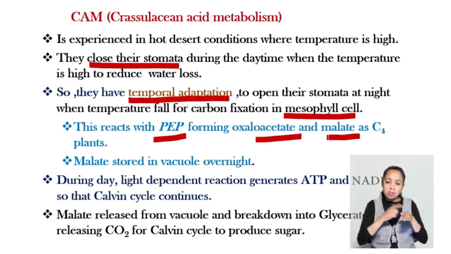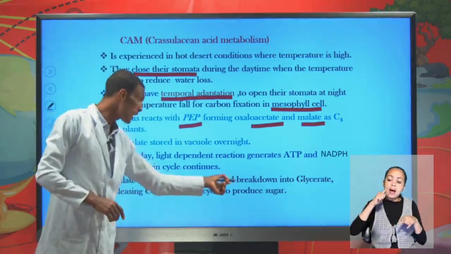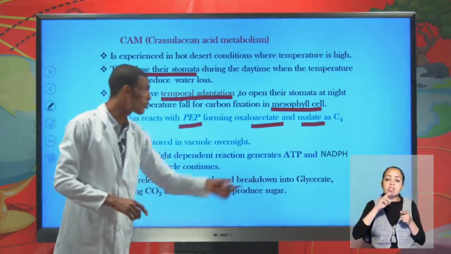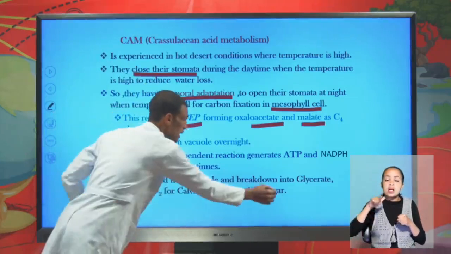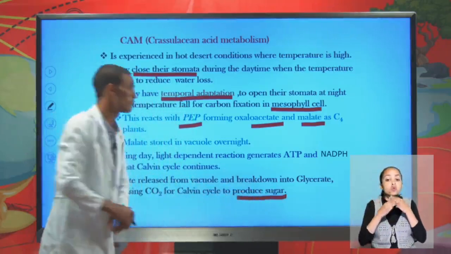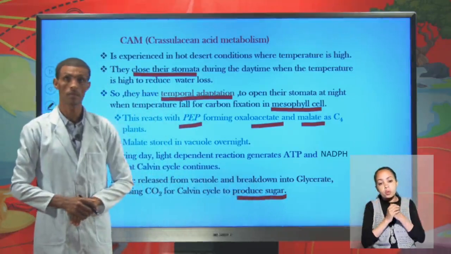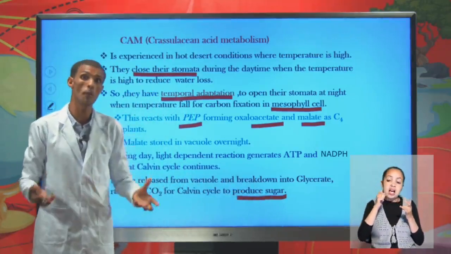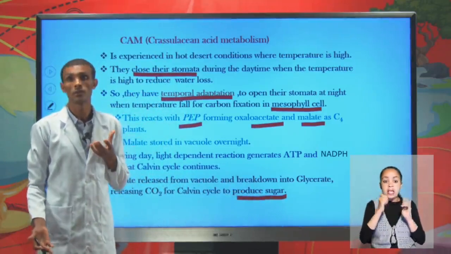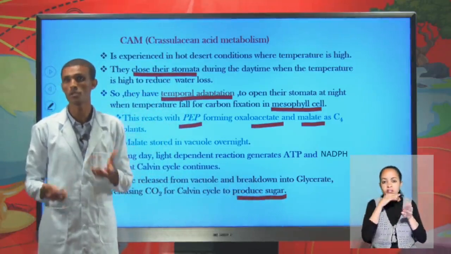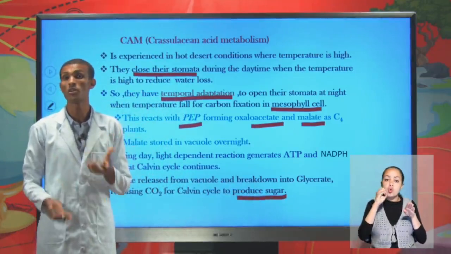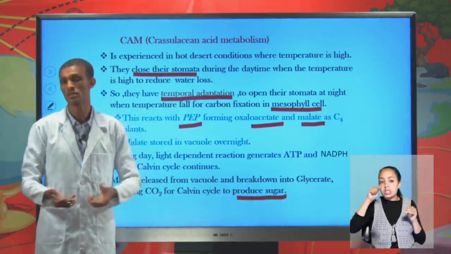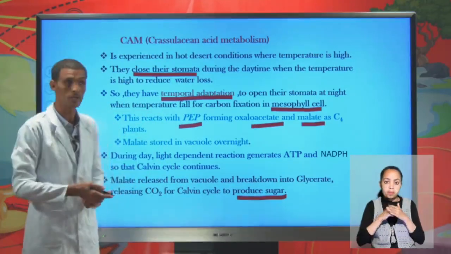During the daytime, malate is released from the vacuole and broken down to produce glycerate, a sugar and another molecule. So, one critical adaptation that CAM photosynthesis develops is that they can close and open their stomata based on the condition in which they can photosynthesize. Well done, student.